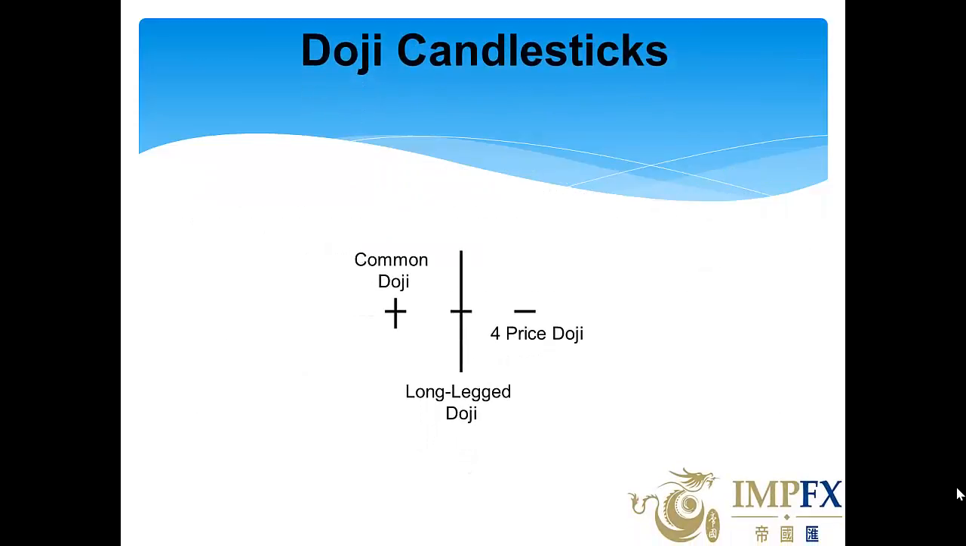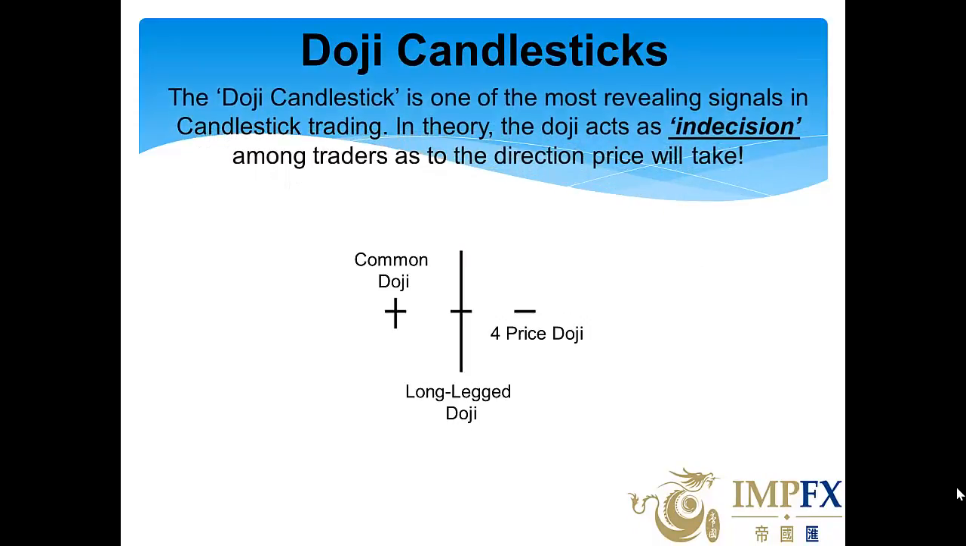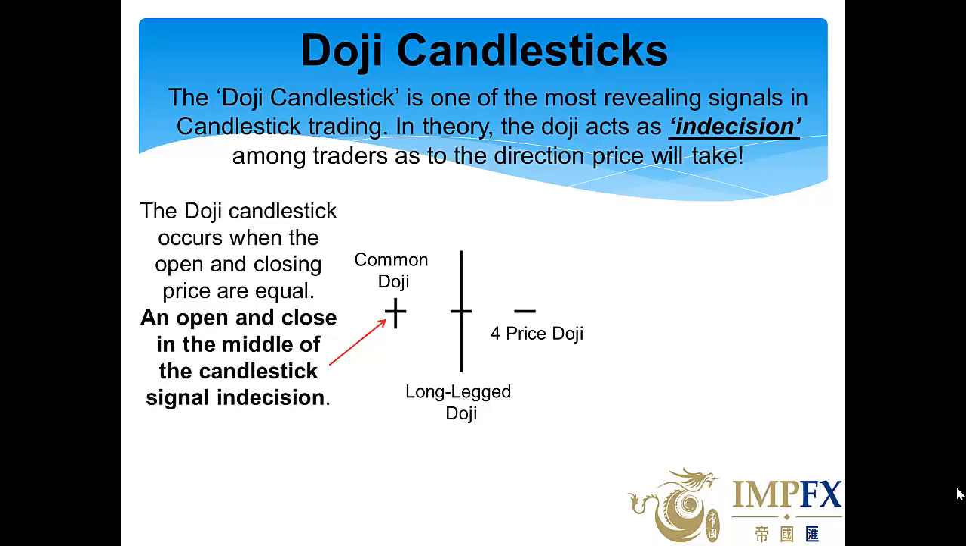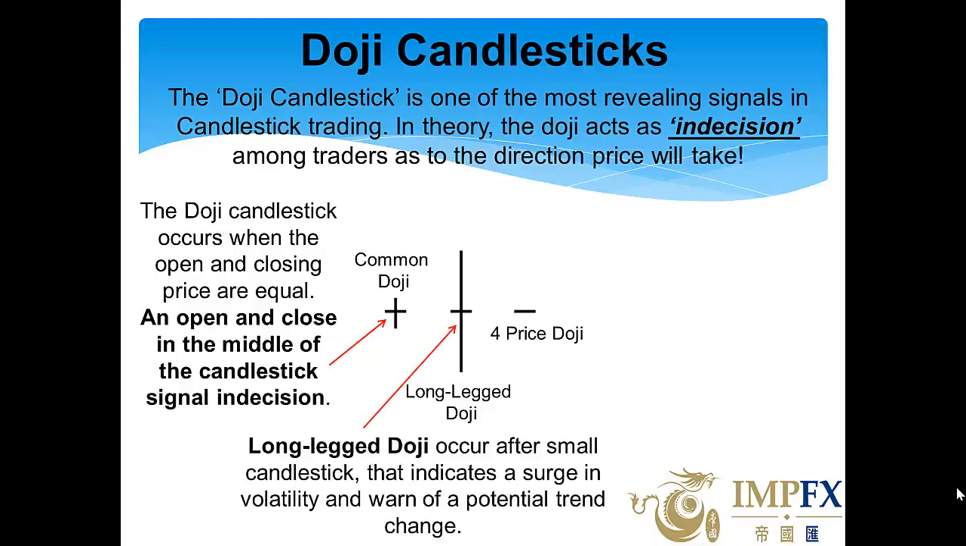Here is a doji candlestick. The doji candlestick is one of the most revealing signals in candlestick trading. In theory, the doji acts as indecision amongst traders as to the direction price will take. The doji candlestick occurs when the open and closing price are equal. Open and close in the middle of the candlestick signals indecision. A long-legged doji occurs after small candlesticks, indicating a surge in volatility and warning of a potential trend change.